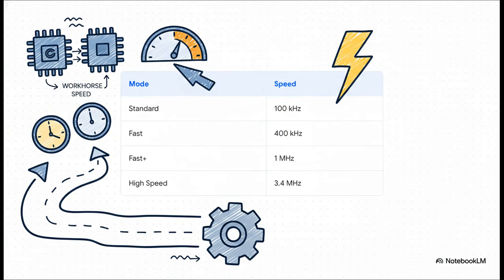When it comes to performance, speed is obviously a big deal. Now, you can see I2C has a few different speed modes, going all the way up to 3.4 megahertz. But let's be real. For most of the stuff you're going to build, you'll be living in standard or fast mode. That's 100 or 400 kilohertz. They are the trusty, reliable workhorses of the embedded world.